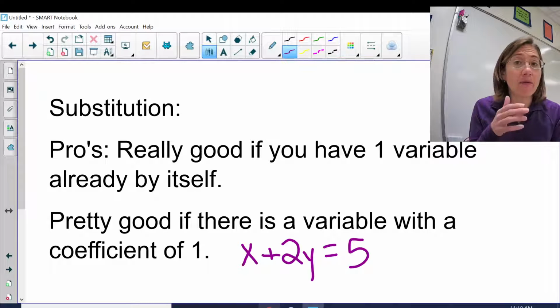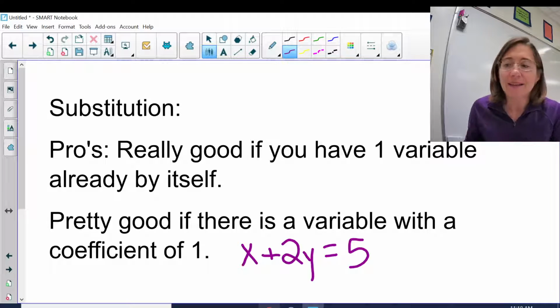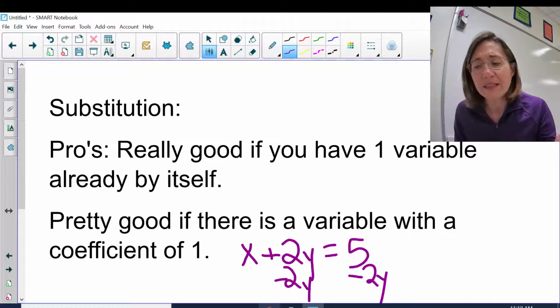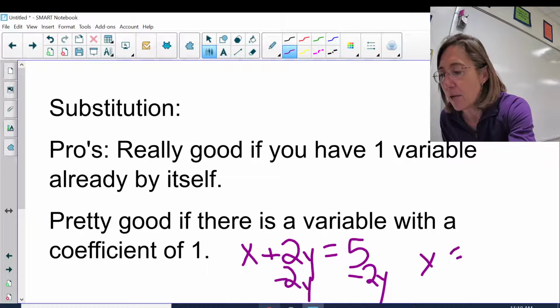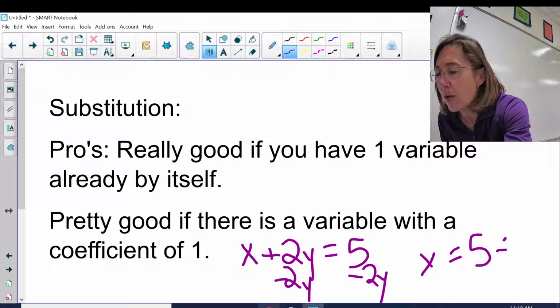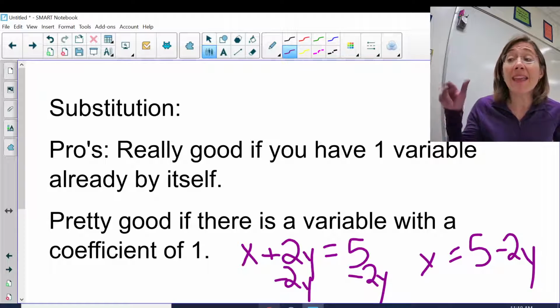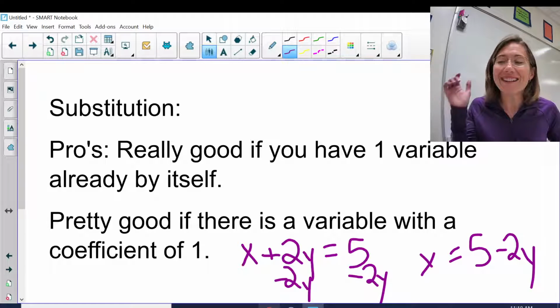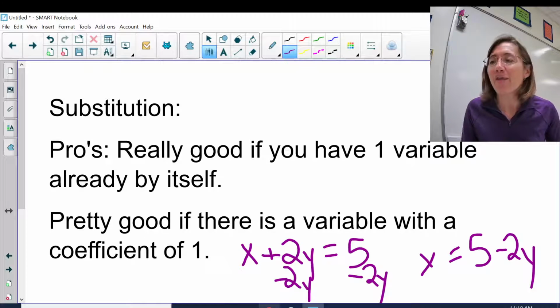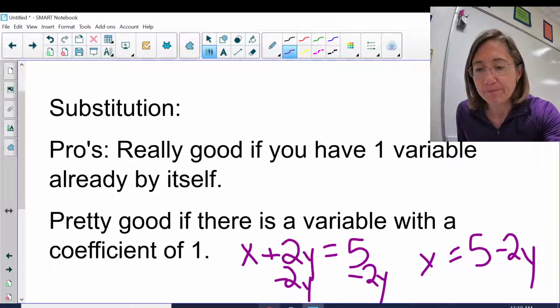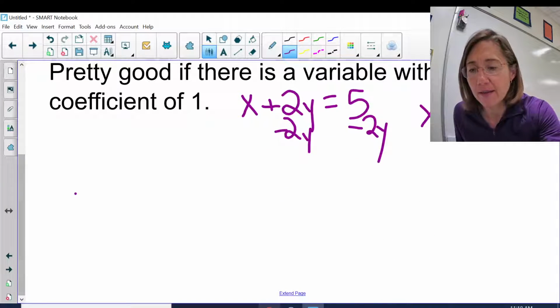I know that x isn't by itself yet because there's that plus 2y in the way, but I'm pretty sure you could make that plus 2y go away real easy. How would you get rid of the plus 2y? Yeah, you would subtract 2y on both sides. So that is not a difficult step. So you would say that x equals 5 minus 2y, or you could say negative 2y plus 5 if you preferred. But that wasn't a terrible step. And then that puts you in the really good category because then you have one variable that's already by itself. So it's pretty good if that happens.